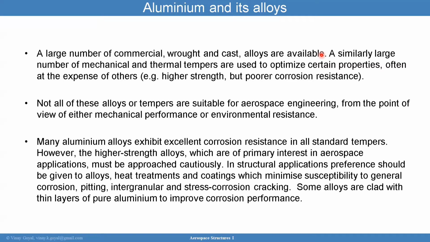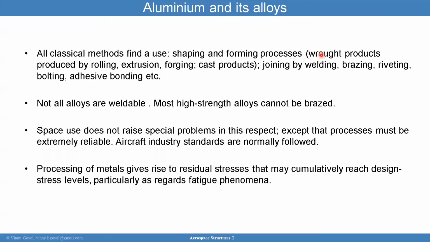Some alloys are clad with thin layers of pure aluminum, and they do improve corrosion performance. All classical methods are used in the manufacturing. You have shaping and forming processes like rolling, extrusion, forging, cast products. You can also join aluminum by welding, brazing, riveting, bolting, and bonded joints. And that's what's so nice about aluminum, is that you can use it in so many different applications. And I hope that's clear to you. In space we use it quite a bit.